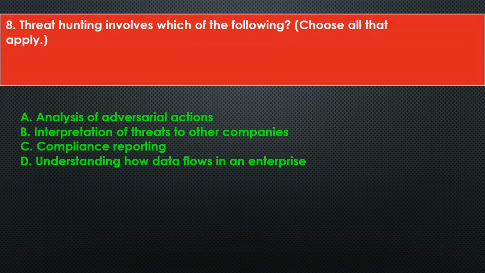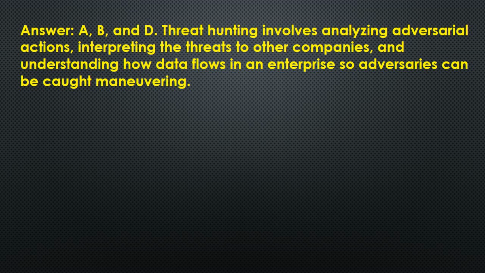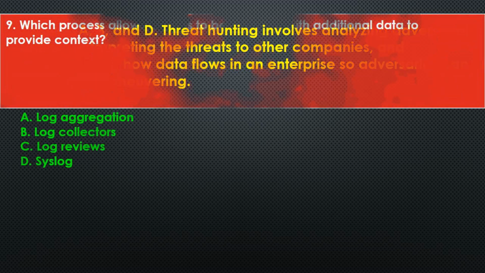8. Threat hunting involves which of the following? Choose all that apply. A. Analysis of adversarial actions, B. Interpretation of threats to other companies, C. Compliance reporting, D. Understanding how data flows in an enterprise. Answer, A, B, and D. Threat hunting involves analyzing adversarial actions, interpreting the threats to other companies, and understanding how data flows in an enterprise so adversaries can be caught maneuvering.